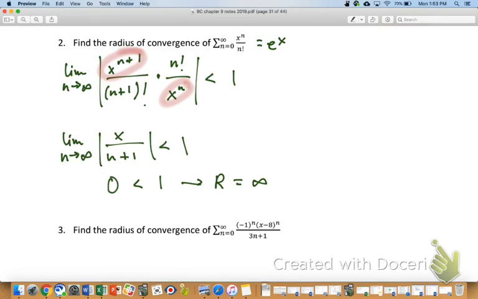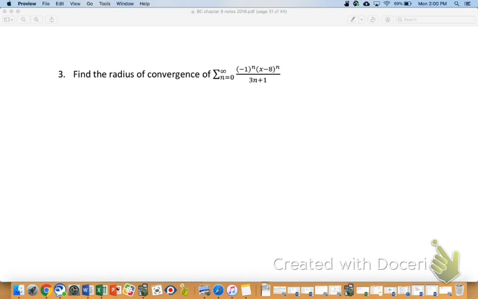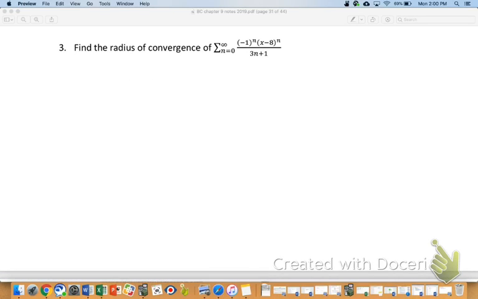Check this out. Hey guys, let's do number 3. Same question, different details. What's the centering number? What's the C value for this power series? See it? It's positive 8, right? X minus 8 means centered at 8. So how far does this radius of convergence project out from that centering point? We're going to find out.